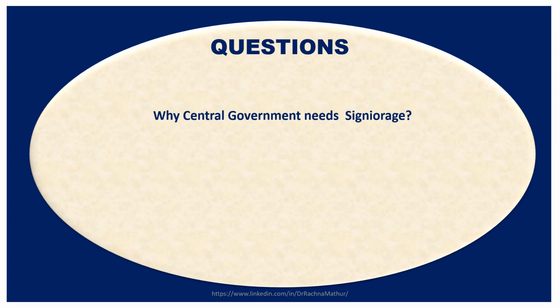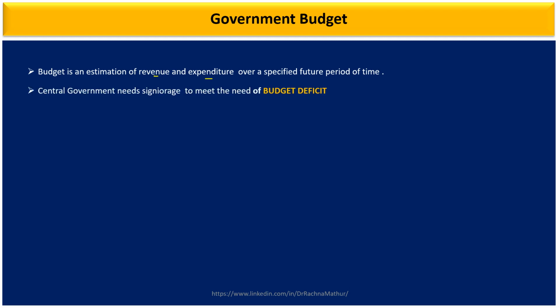The next question is why central government needs seigniorage? To answer this question, let us first find out what is government budget. Budget is estimation of revenue and expenditure over the specified period of time. Central government needs seigniorage to meet budget deficit. Now, what is this budget deficit? It is the situation when the total expenditure of the government is more than total revenue.